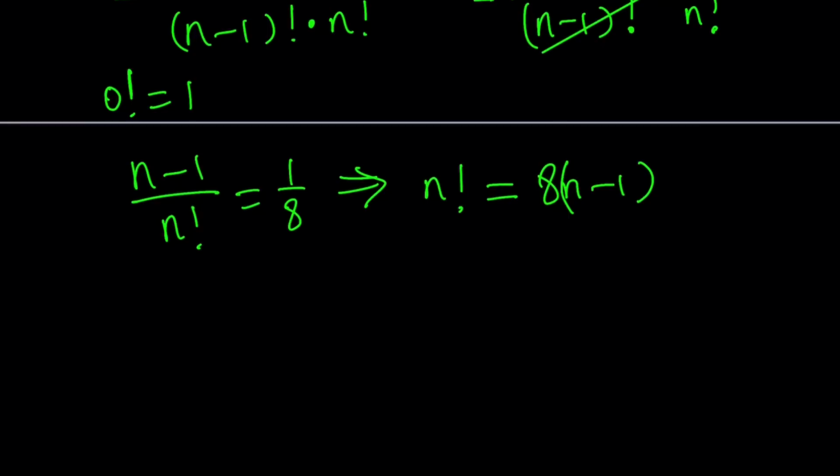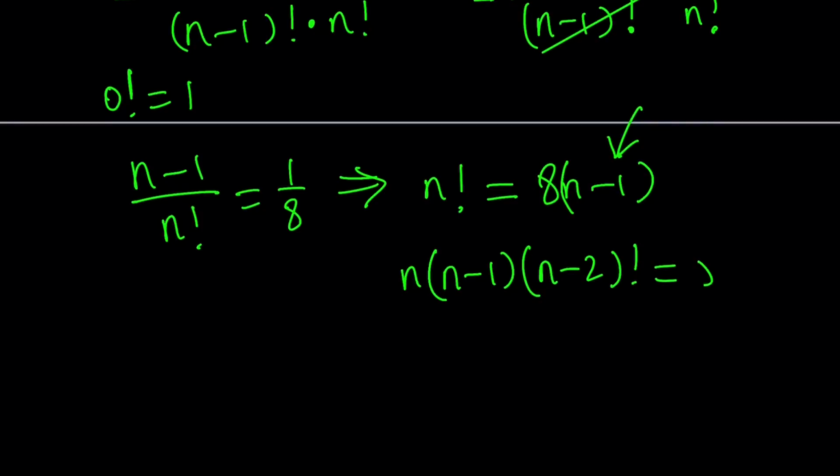So let's go ahead and expand n factorial and write it as n times (n minus 1) times (n minus 2) factorial. I could stop at n minus 1 and then put a factorial sign, but it wouldn't help me because I don't have (n minus 1) factorial on the right hand side, but I have n minus 1. So I do need a factor of n minus 1 to simplify this, okay? That's why I didn't stop at n minus 1.